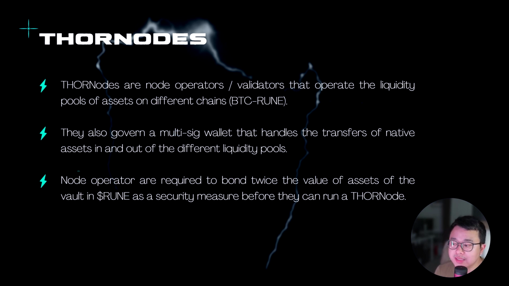One example of this is that node operators are required to bond twice the value of the assets of the vault in RUNE. So if they are managing BTC-RUNE, they need to bond twice the value of the BTC-RUNE in total as a security measure, so that they won't do bad things to the pool. That's a prerequisite before they can actually run a Thor node, which is basically a Thor validator node.